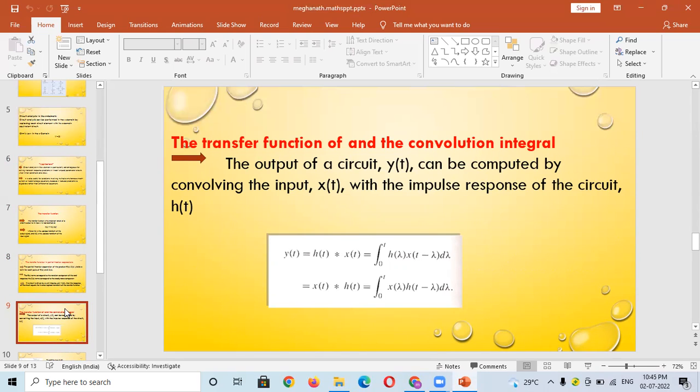y(t) = x(t) * h(t) = integral from 0 to t of h(λ) x(t − λ) dλ, which is equal to h(t) * x(t) = integral from 0 to t of x(λ) h(t − λ) dλ.